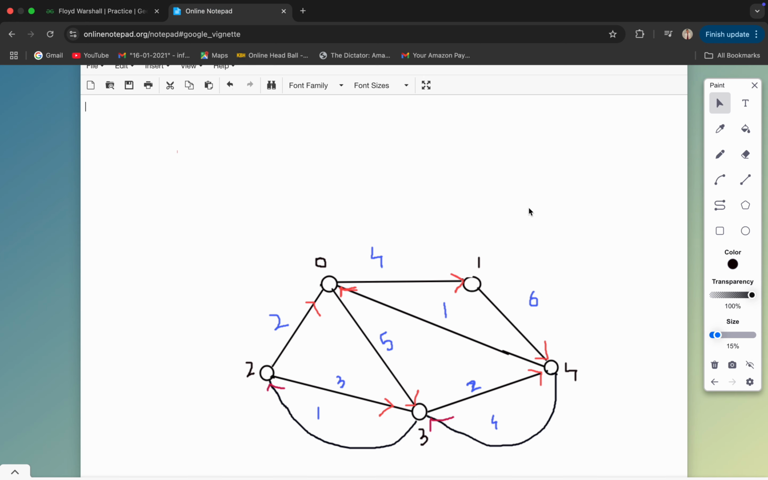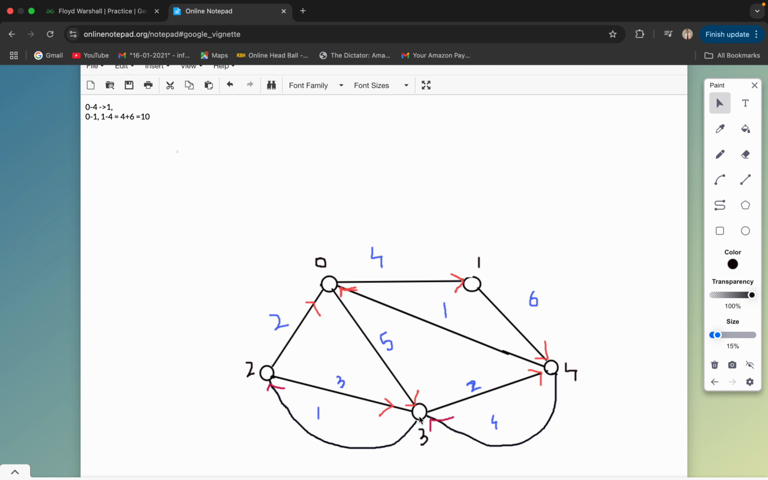So let's suppose this graph is given. It has 5 nodes 0, 1, 2, 3, 4, and it is a directed graph. 0 is pointing towards 1, 1 is pointing towards 4, 3 is pointing towards 4, and it has weights in between as explained in the question. So let's say you're supposed to find the distance from 0 to 4. We would consider the direct path first, and if you go via 1, that is 0 to 1 and 1 to 4, it would be 4 plus 6, that is 10.